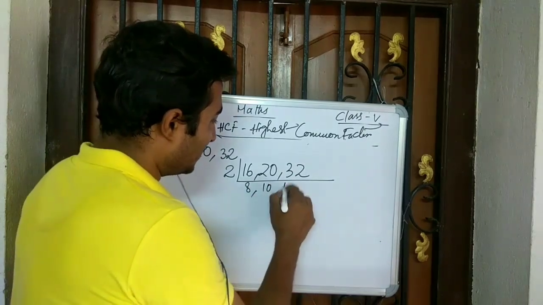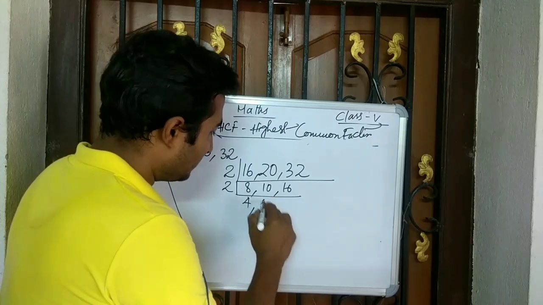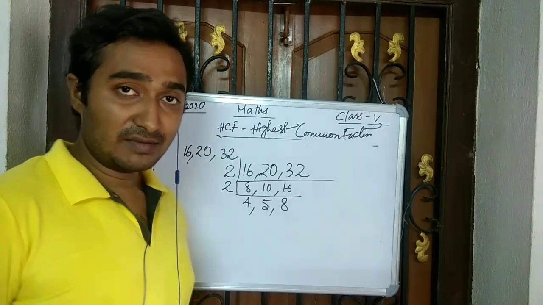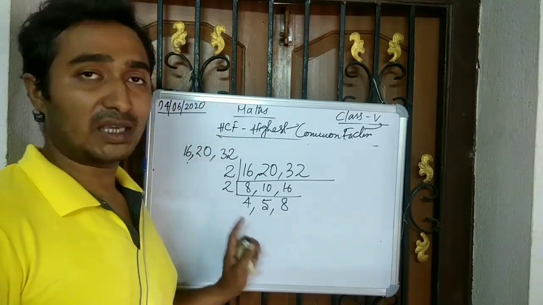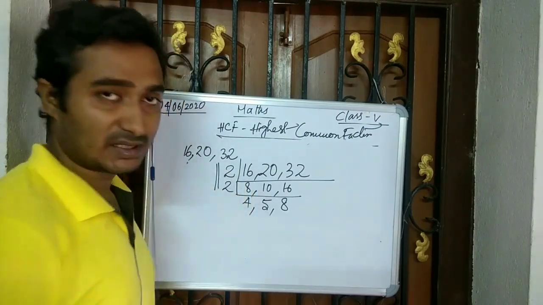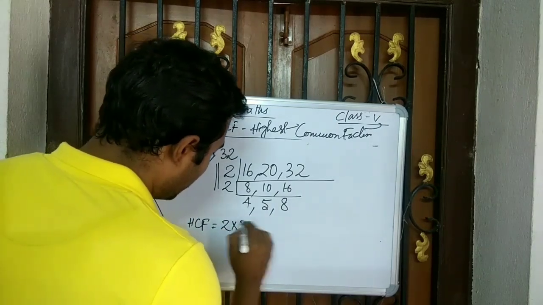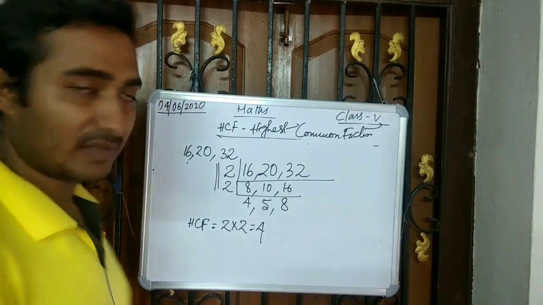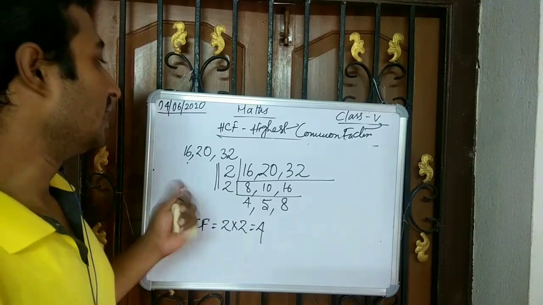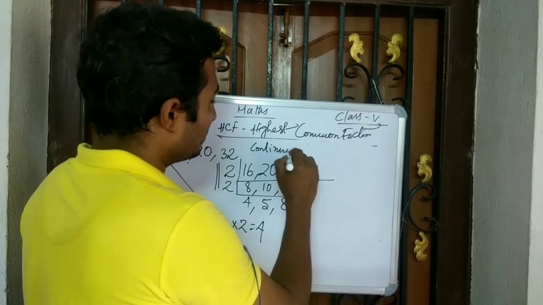So 8, 10 and 16. Again by 2 it is divisible. So it is 4, 5, 8. Now 4 and 8 are again divisible by 2, but 5 is not. So we cannot proceed. We have to stop. And the HCF is the product of these numbers. So HCF is 2 multiplied by 2, that is 4. Got it? This is how we solve the HCF using the continuous division method.